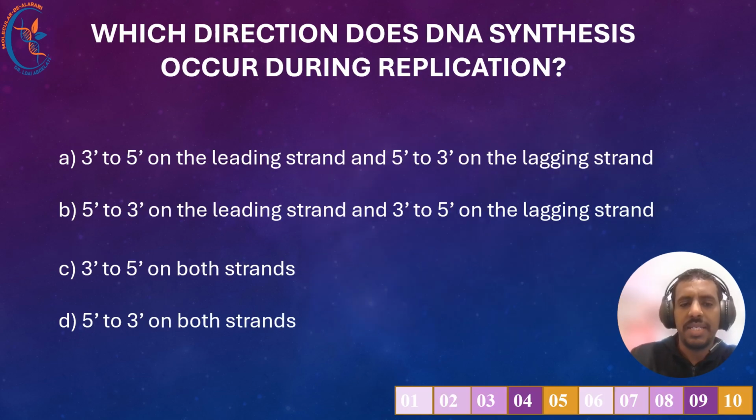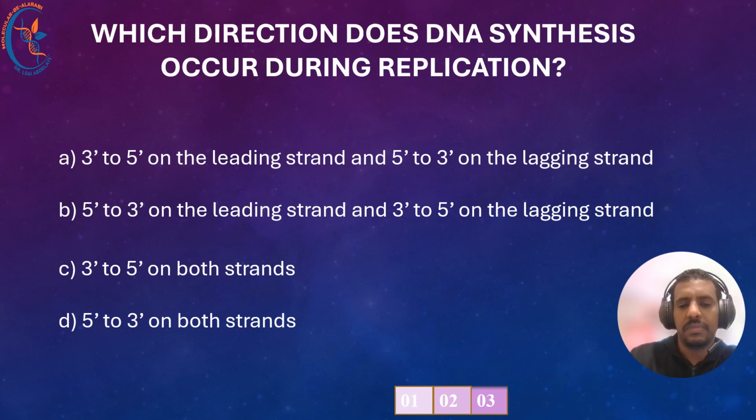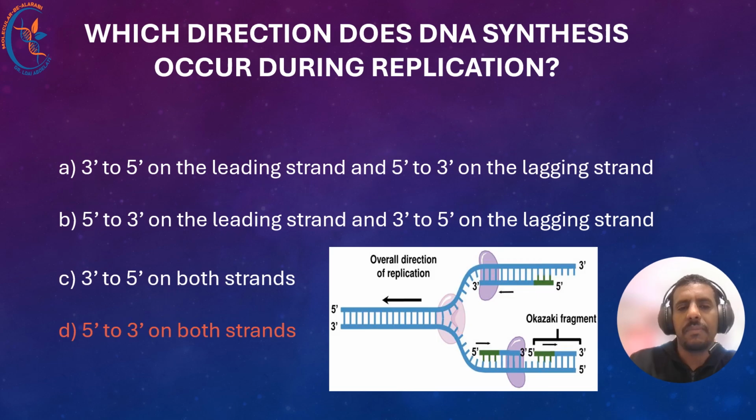The next question is, which direction does DNA synthesis occur during replication? Actually, DNA polymerase can only add nucleotides to the 3' end of a growing DNA strand. So, synthesis occurs in the 5' to 3' direction. All right? So, the correct answer is B. So, let's move on.